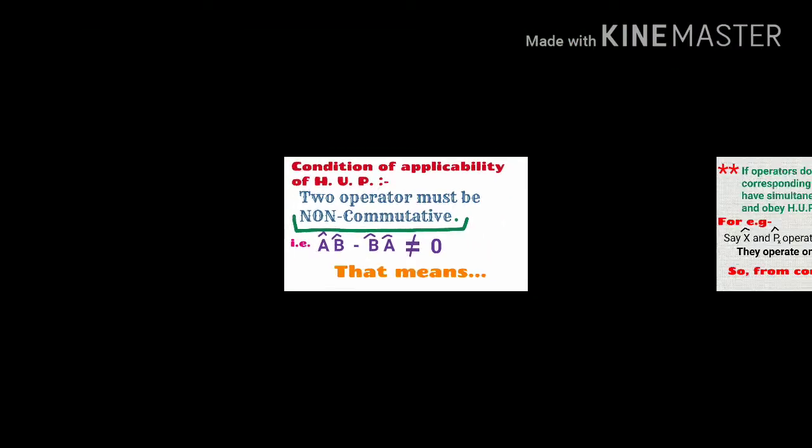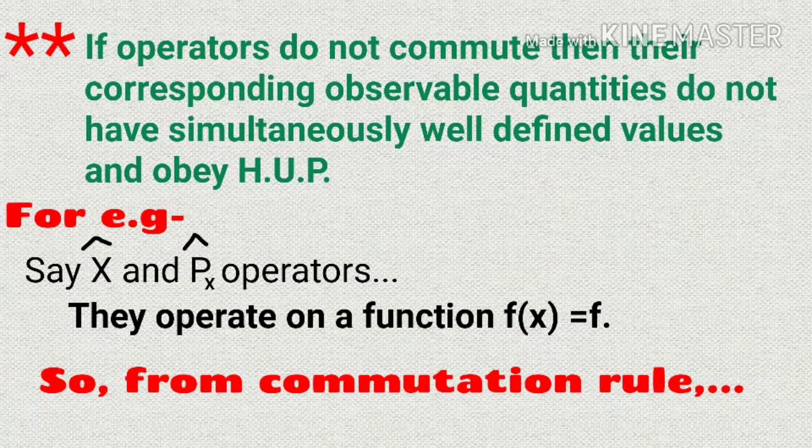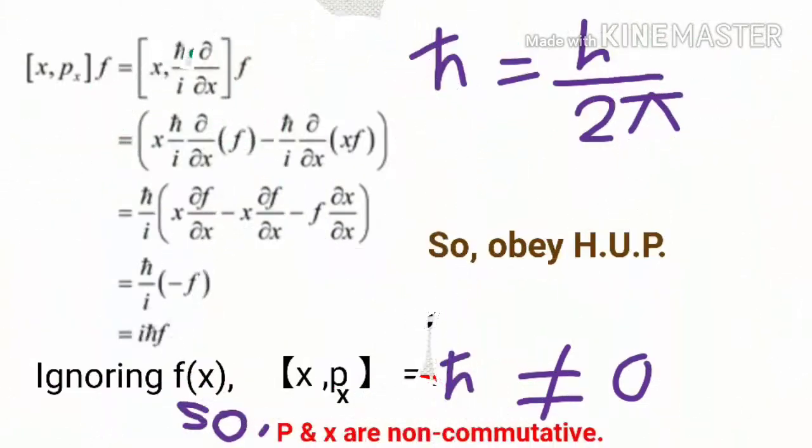That is, if two operators do not commute, then their corresponding observable quantities do not have simultaneously well-defined values and thus obey the Heisenberg uncertainty principle. So, for example, say the x cap and px cap operators operate on a function f(x), so called f. From the commutation rule, putting in the value of f(x), we get the commutator value on the function f(x), which is i h by 2 pi f(x). Ignoring f(x), we get the value i h by 2 pi, which is not equal to 0.